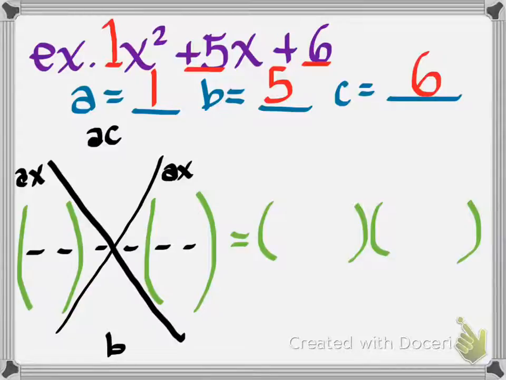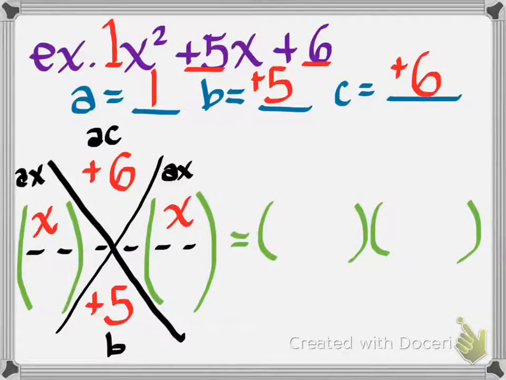So now let's fill in our snowflake. The top of the X is A times C. So 1 times 6 is 6. I'm going to put the sign there because that's kind of important. The bottom of my snowflake is B. Well, my B is a positive 5, so I'm going to put a positive 5 there. My AX is just a 1x. I don't need the 1, so I'll just write x.